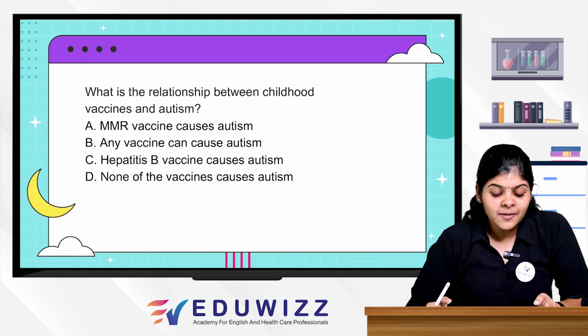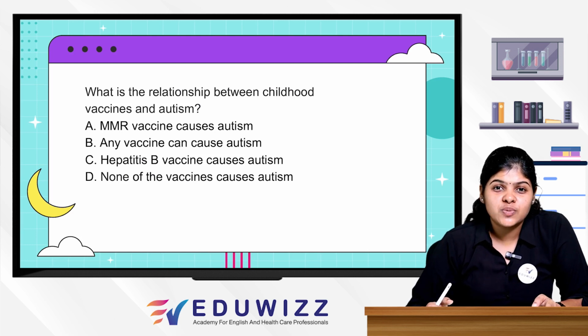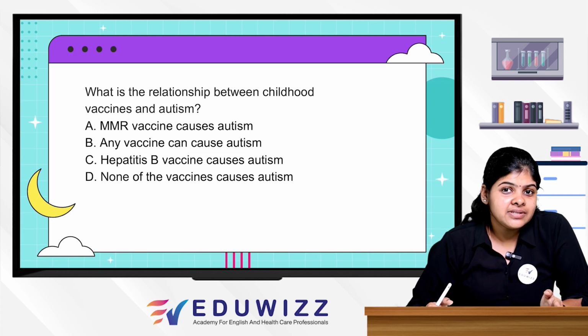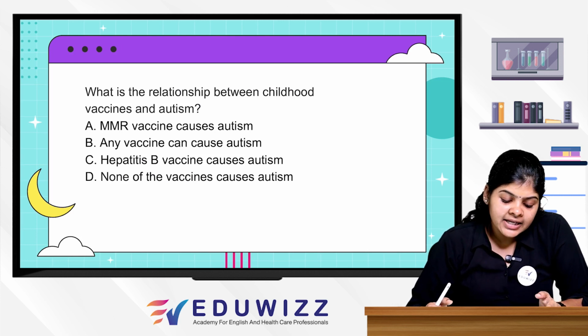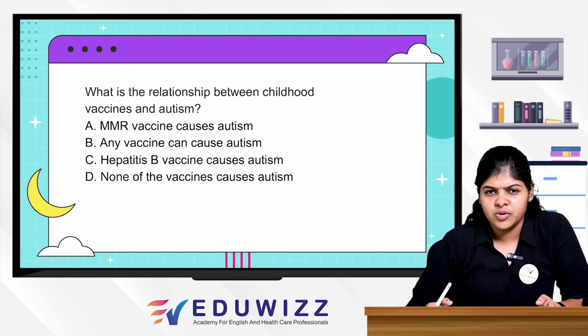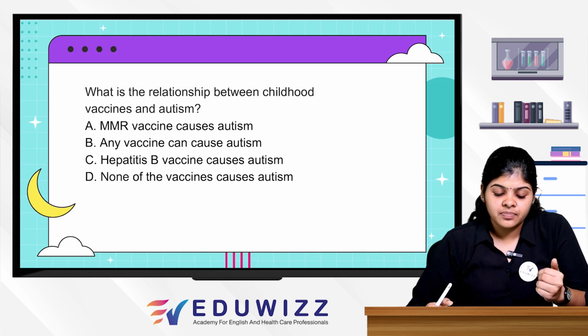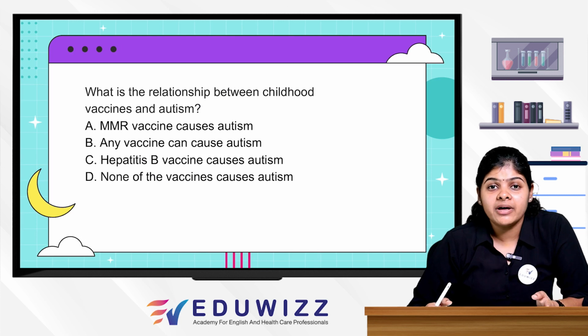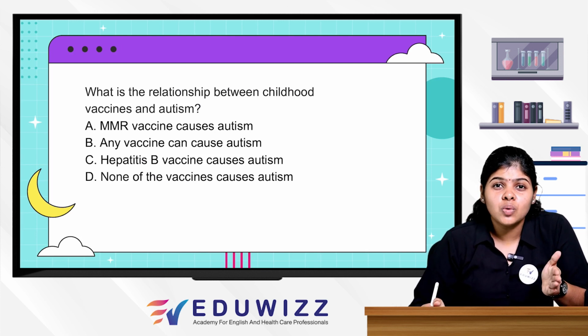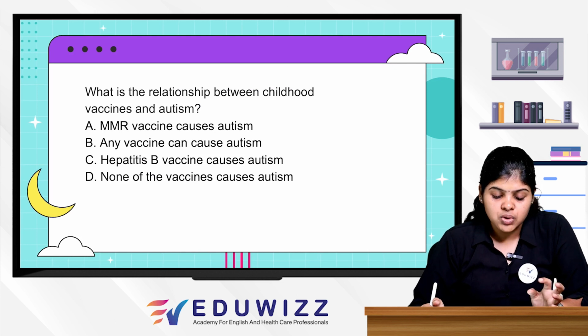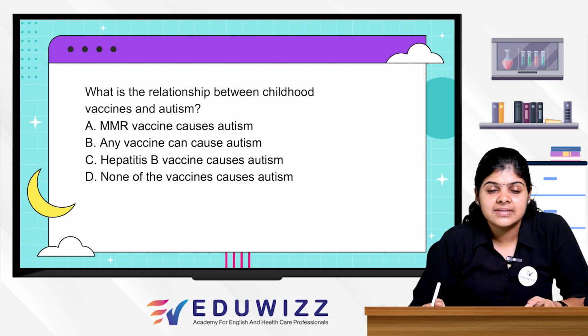So welcome once again. First question: what is the relationship between childhood vaccines and autism? You all know the childhood vaccines we take, such as DTaP and oral polio. Vaccines do not cause any autism problem, so we can select that none of the vaccines causes autism. You need to note that some research studies revealed that the MMR vaccine may cause autism, but there is no strong evidence for that. So we can select the answer as none of the vaccines causes autism.